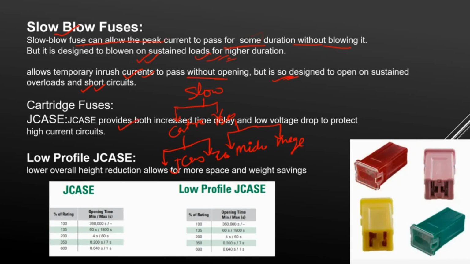So cartridge fuse JKs provide both increased time delay and low voltage drop to protect the higher current in cartridge fuses. Low profile JKs lower the overall height. The height reduction allows for more space and weight saving. So the compact size, okay, based on this these are defined.